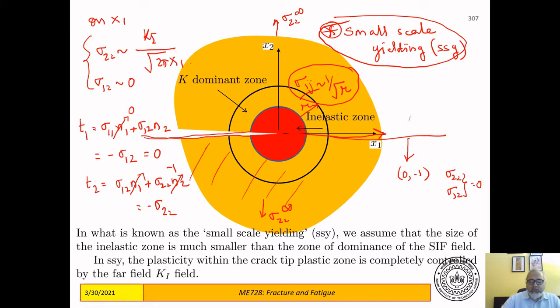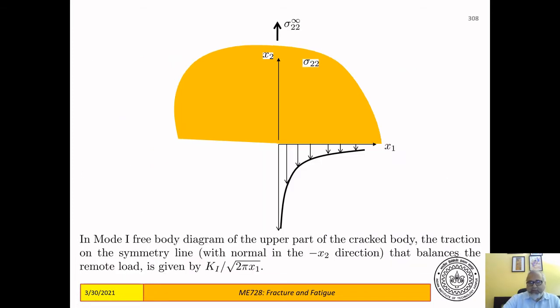So if I now draw the free body diagram of the upper part, this is how it's going to look, and this is the traction which varies as root 2 pi x1 in the x1 direction. So this is your traction T2, and T1 is equal to 0. So this is in the negative direction.